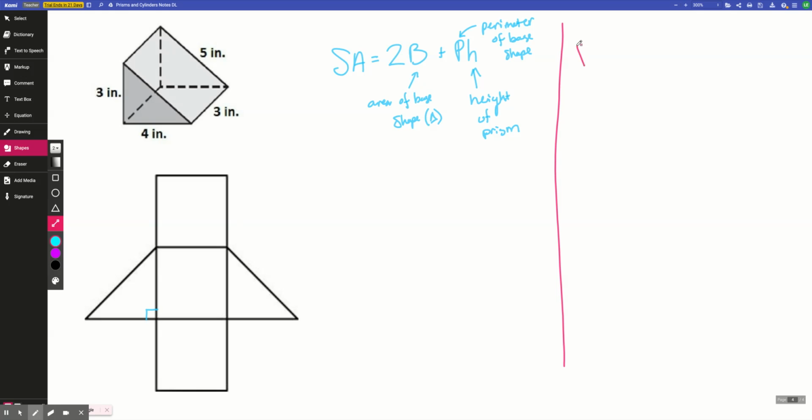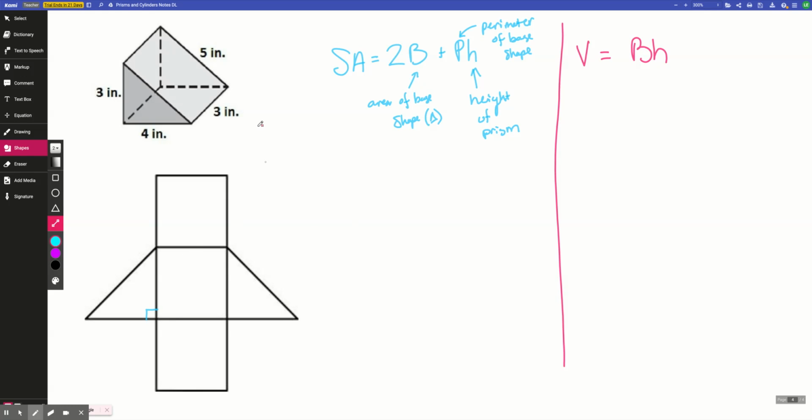Okay, and then your formula for volume of a prism is just capital BH, where B and H mean the exact same thing as in surface area. So capital B is the area of the base shape, and H is the height of the prism. So once you calculate the area of the base shape here, you don't have to calculate it again for volume.